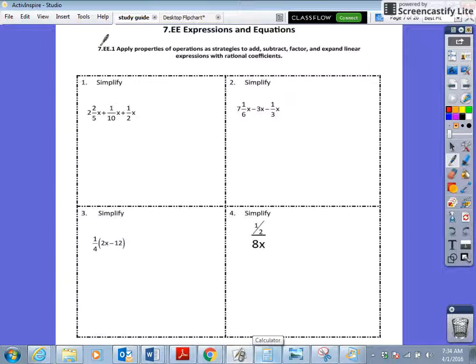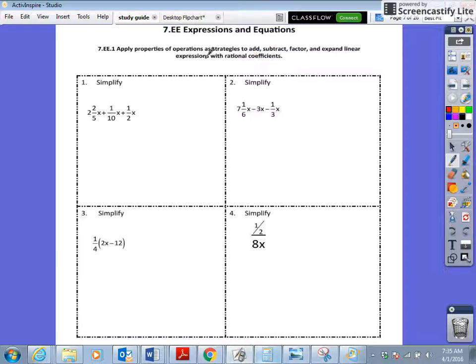Okay, this section is going to be on expressions and equations at 7.EE.1. If you'll notice, all of these questions say simplify, which means you are not going to completely solve the answer. You're just going to be simplifying. Now, if you look at this one, you have 2 and 2/5 x, 1/10 x, and 1/2 x. These are not multiplication signs, they're x's.